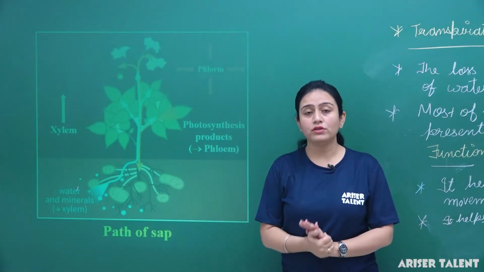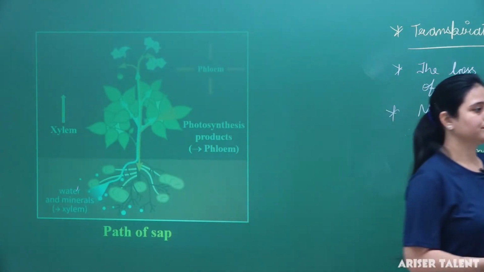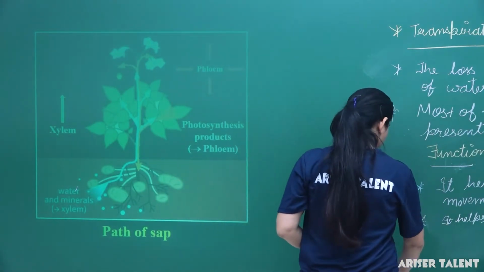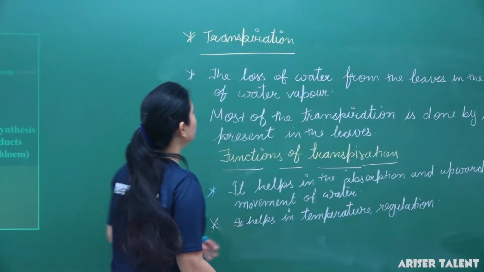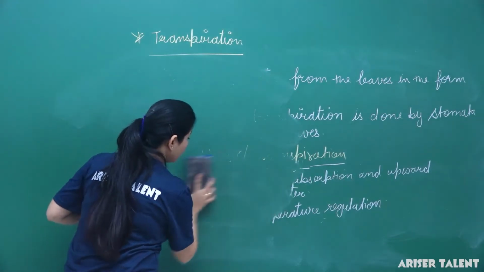Next we will talk about the transportation of food materials in the plants. Here we have talked about the transportation of water and minerals. Now we are going to talk about the transportation of food materials. Here, students, I am talking about the transportation in plants.